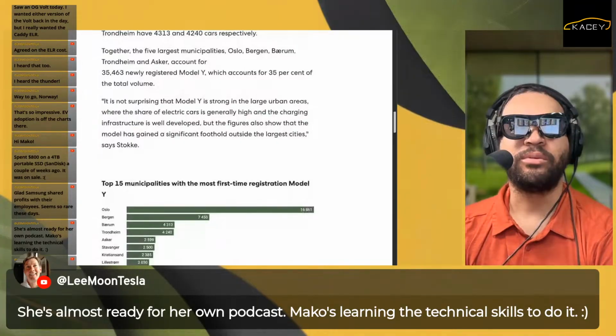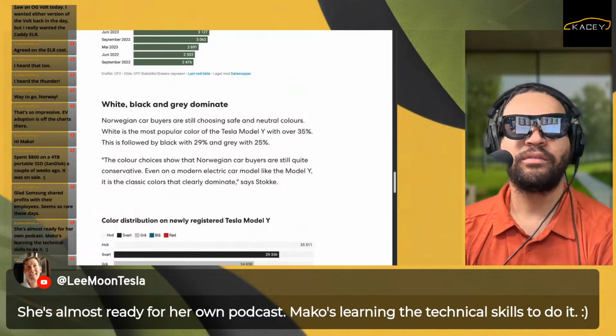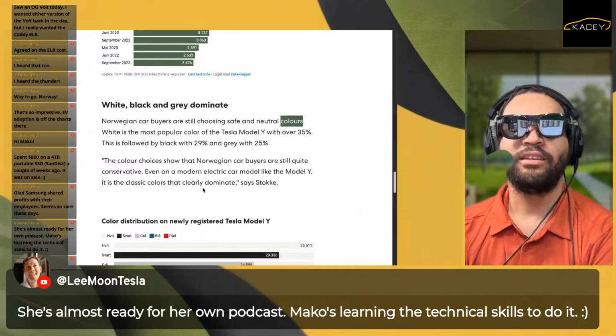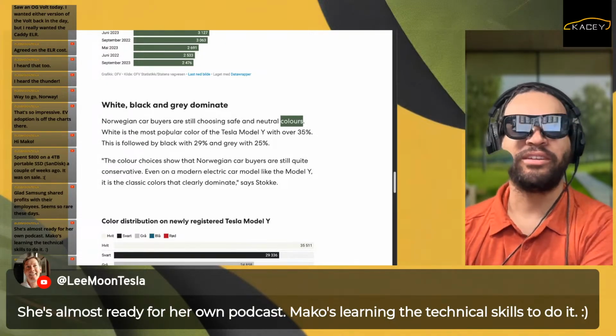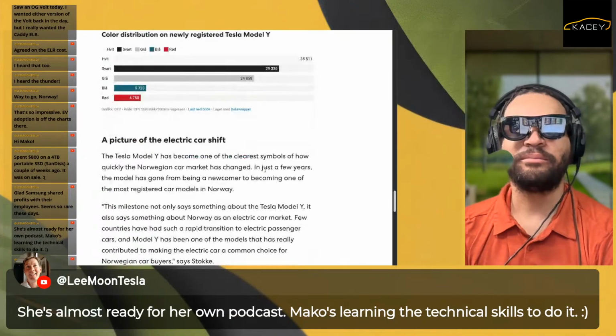But I was looking for them to compare it to the Volkswagen. White, black, and gray dominate. Norwegian car buyers are still choosing safe, neutral colors. Interesting, it translated to English, and it used British English for colors instead of the American one. They know where I am, and it was an American company that made the product, so I'm curious why they chose to do it that way. Interesting. The color choices show that Norwegian car buyers are still quite conservative, even on a modern electric car like the Model Y. It's a classic color that clearly dominates.